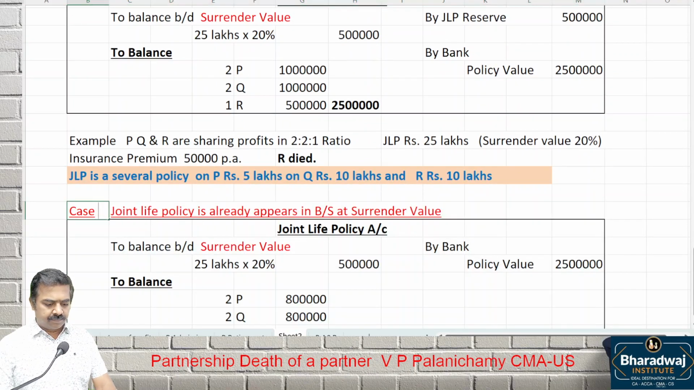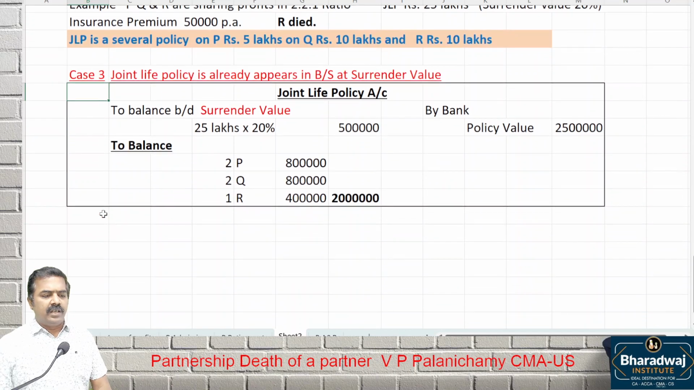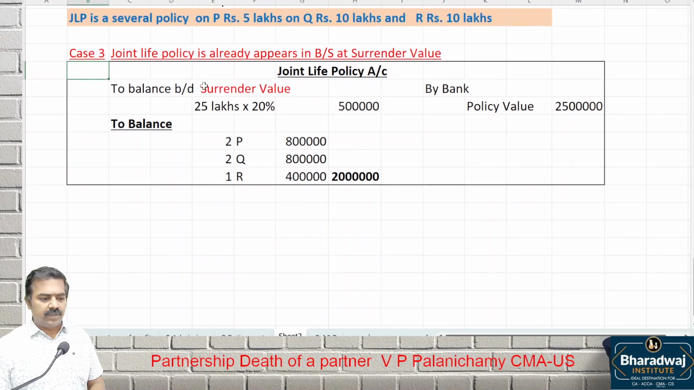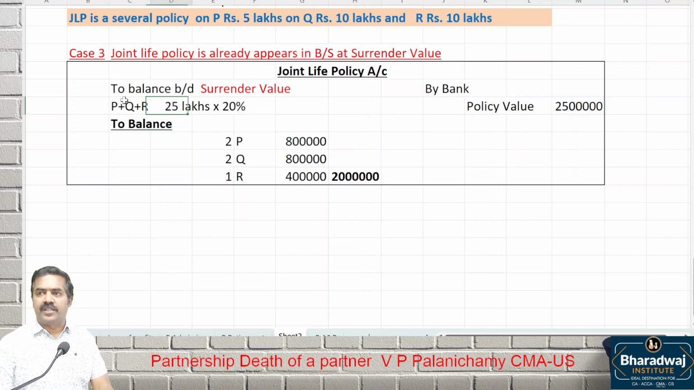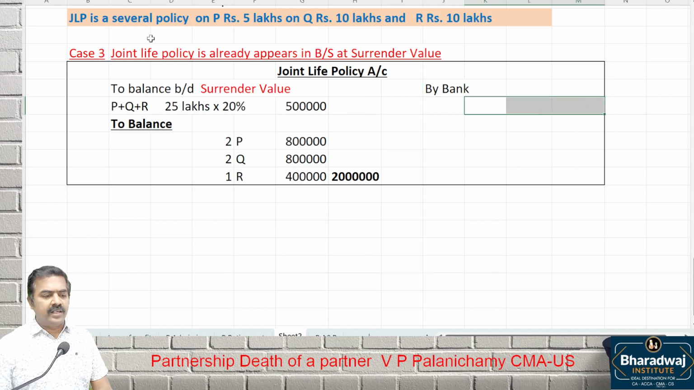Case number 3. Pay attention. In this case, wait. Joint life policy already appears in balance sheet at what value? Surrender value. The balance brought down would have been the surrender value, all policies P plus Q plus R. What is the total value? 25 lakhs into 20%, how much? 5 lakhs. Now, on the death of a partner, it is a several policy.